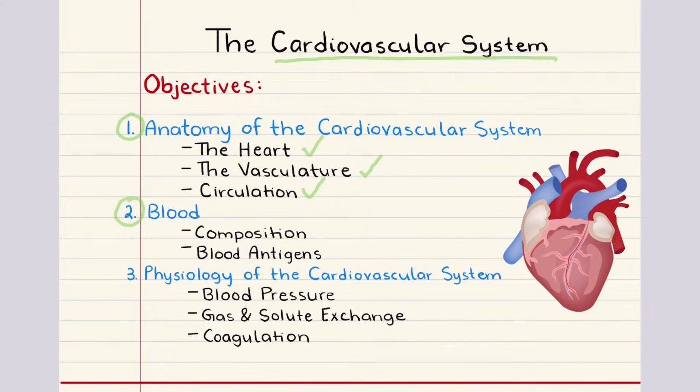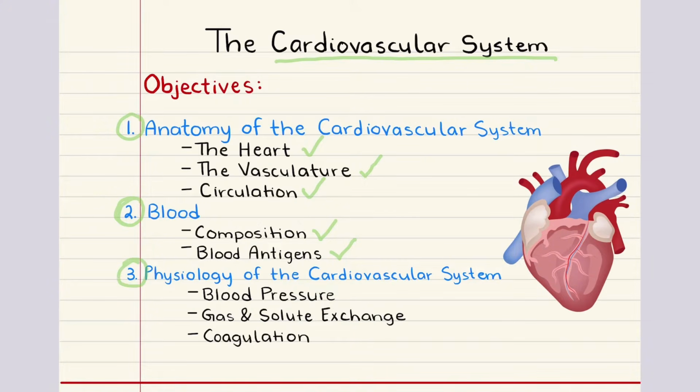Then we're going to take a closer look at blood. We're going to break down its composition, meaning what's actually in blood. And we're also going to talk about blood antigens, which are really important for understanding blood types and immune reactions.